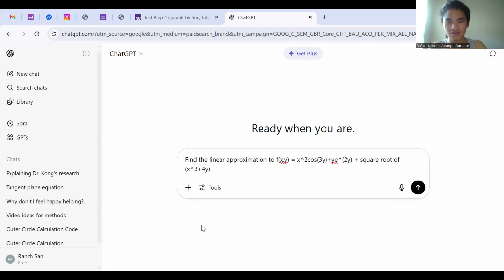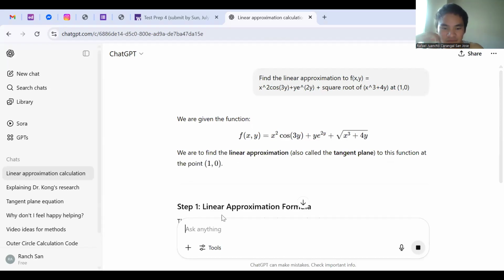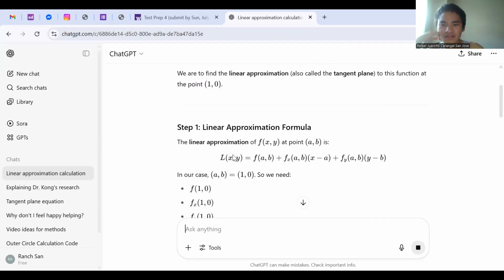And it should be at the point 1, 0. Okay, let me see. Did I type it right? x squared cosine 3y. Yeah, looks like that's it. So a tangent plane to this function. And so let's do it.